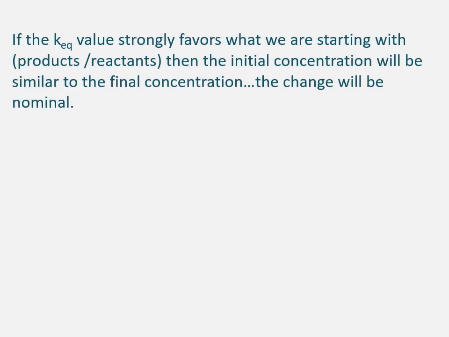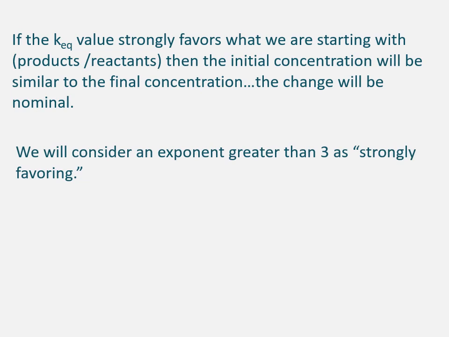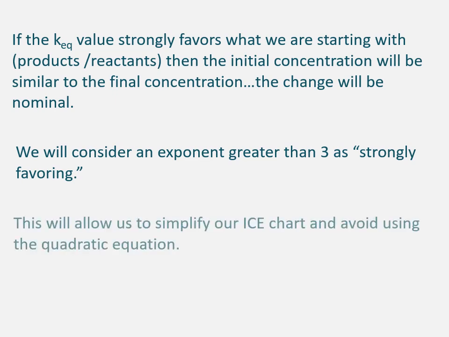Shortcut number 1. If the Keq value strongly favors what we are starting with, that's the products or the reactants, then the initial concentrations will be similar to the final concentration. The change will be nominal. Remember, we consider an exponent greater than 3 as strongly favoring. This will allow us to simplify our ice chart and avoid using the quadratic equation.